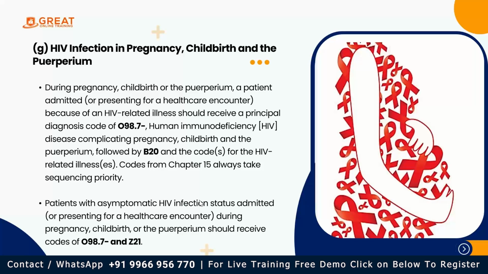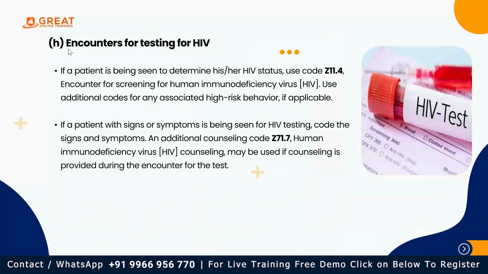A patient with asymptomatic HIV infection status admitted or presenting for a healthcare encounter during pregnancy should receive codes O98.7 and Z21. Same guideline: you have to use O98.7 as the principal diagnosis because the patient is pregnant. If an HIV related illness is there, we use B20 as additional. If HIV infection status is there, we use Z21 as an additional diagnosis. Clear?